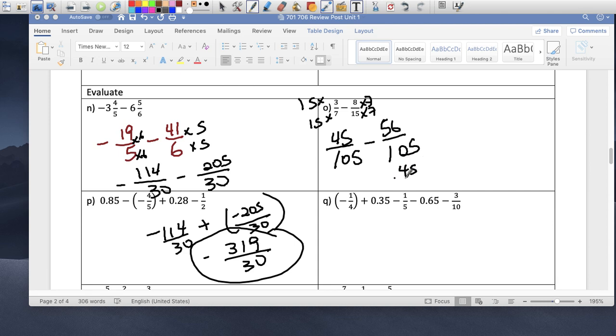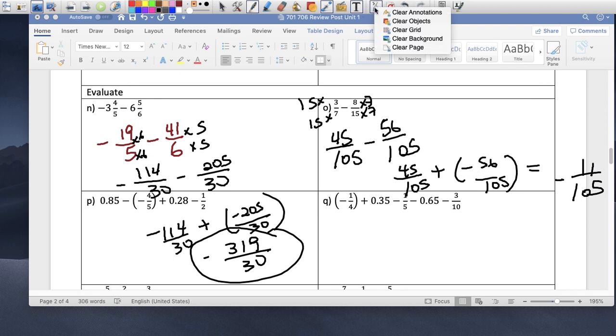Subtract, so it's 45 over 105 plus negative 56 over 105. Well, the answer is going to be 105. Positive or negative? Negative. There's more negatives. How many more? 11 more. So that's my answer.